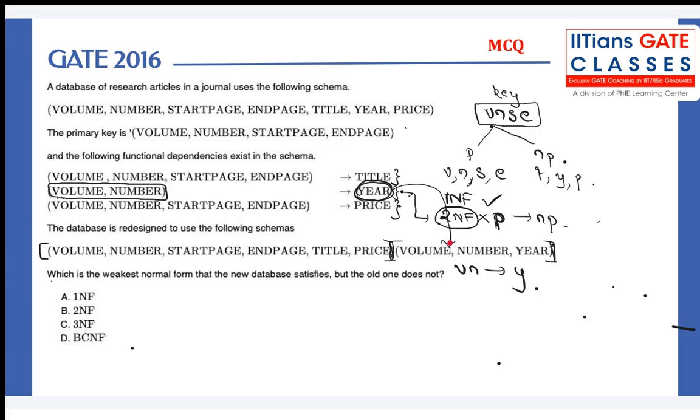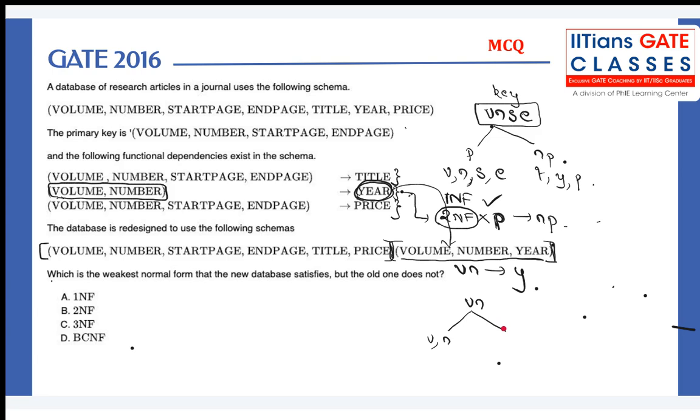Now, what is the candidate key of this table? What is the candidate key of the second table after decomposition? VN, right? VN is the candidate key of the second table. Who are the prime attributes? Prime attributes are V, N. Which is the non-prime attribute? Year, right? So you want to check for 2NF.